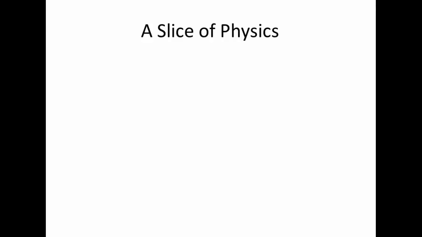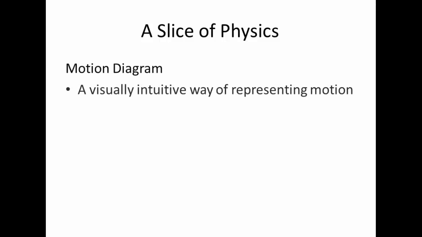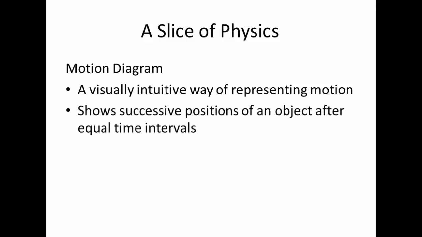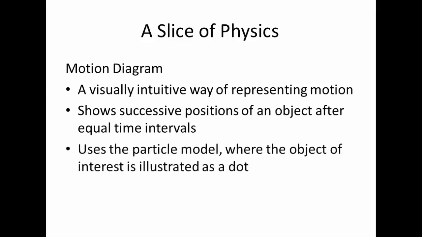A central part of this course is understanding motion. So let's begin our look at motion by understanding motion diagrams. These are a visually intuitive way of representing motion. And by visually intuitive, I just mean that what you see is what you get. It just makes sense. Essentially, a motion diagram shows successive positions of an object after equal time intervals, and it uses the particle model where the object of interest is illustrated as a dot.